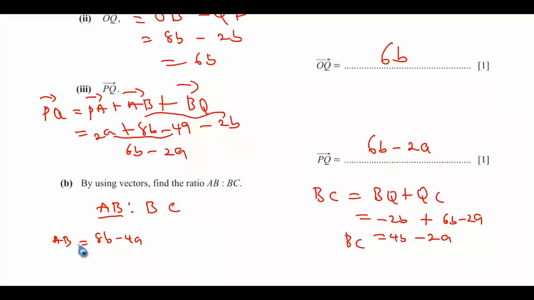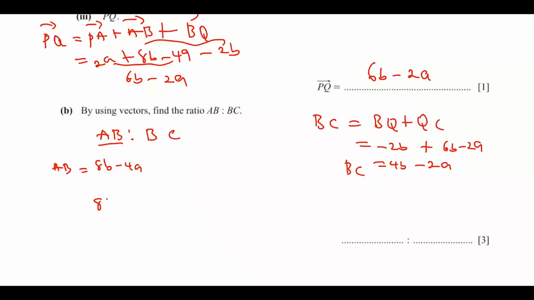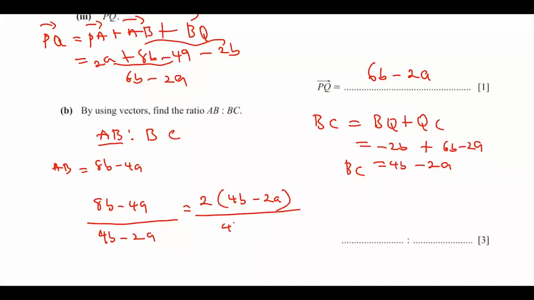We can now find the ratio of AB to BC. AB is 8B minus 4A divided by BC, which is 4B minus 2A. We can factor out 2 from the numerator, so that will be 2 into 4B minus 2A, over 4B minus 2A. This will cancel this. We are left with 2 over 1, which is the same thing as 2 to 1. This is the end of this video. Watch out for part 3.